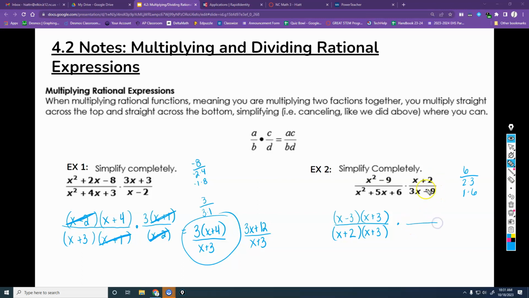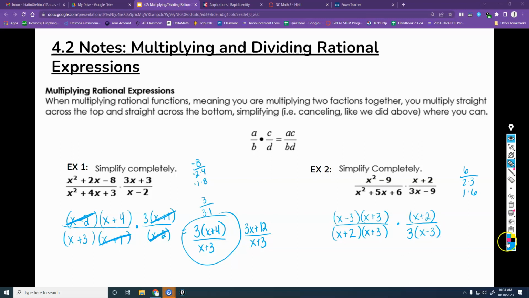Can I factor x plus 2? I cannot. I am going to put some parentheses around it there. Can I factor 3x minus 9? What can I pull out? A 3. And that'll be an x minus 3.